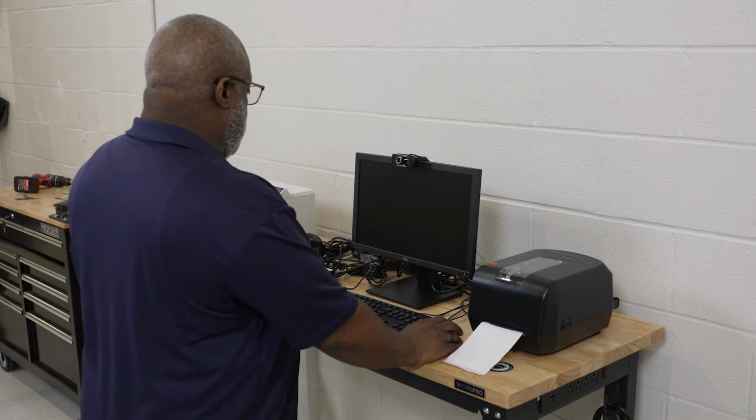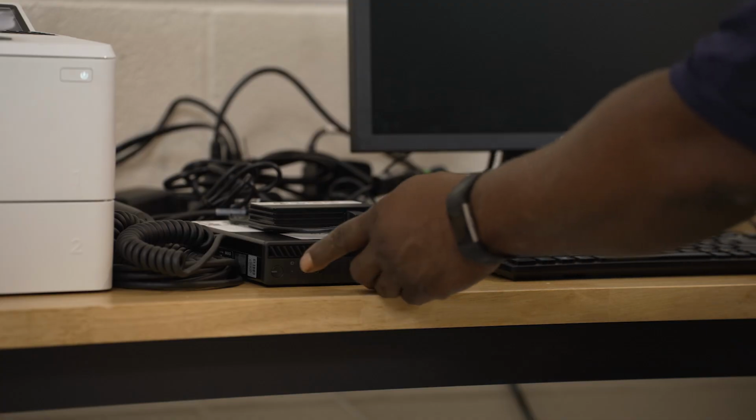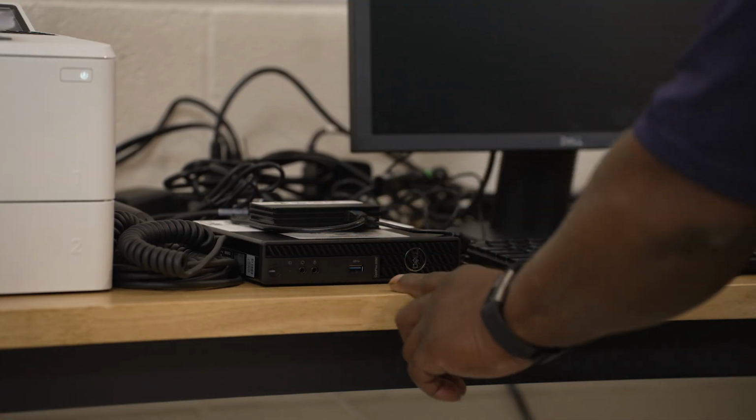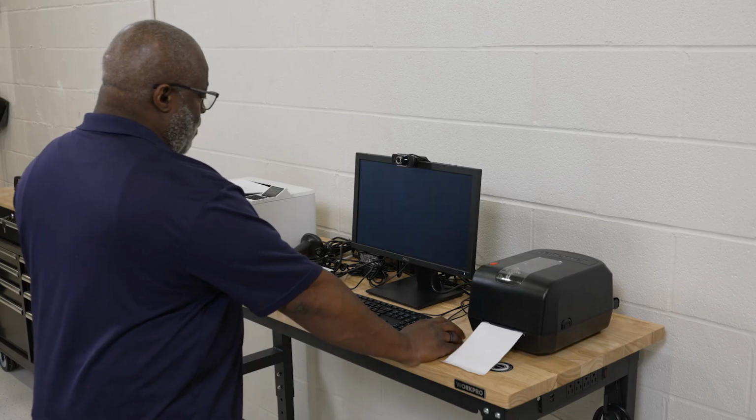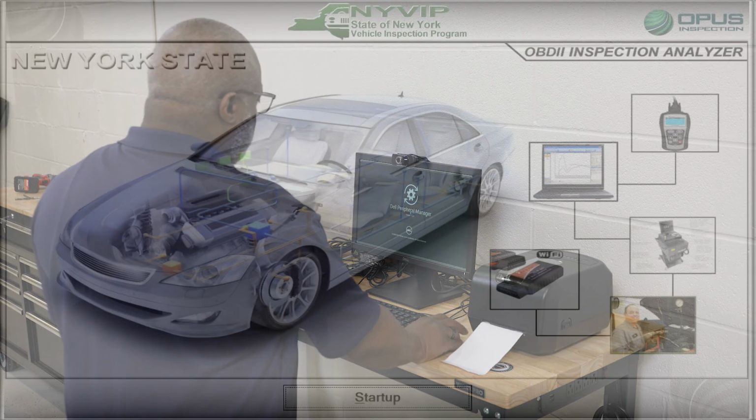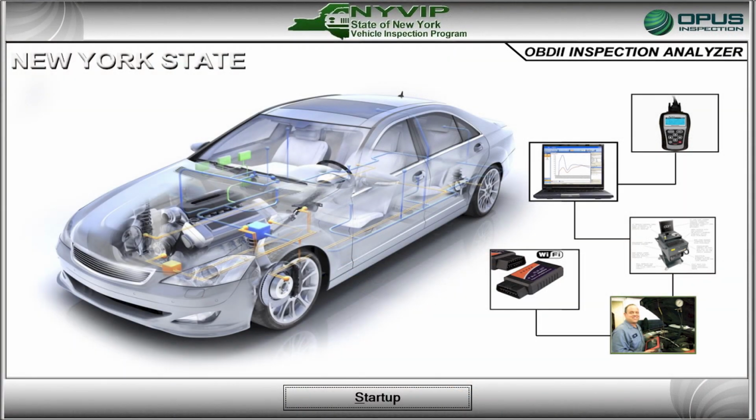To initially power up the NY-VIP3 Computerized Vehicle Inspection System, or CVIS, press the power switch on the power strip surge protector to the on position. Then press the Micro PC's power button to begin the start sequence. Once initial loading of the operating software is complete, use the mouse to click on the Startup button.